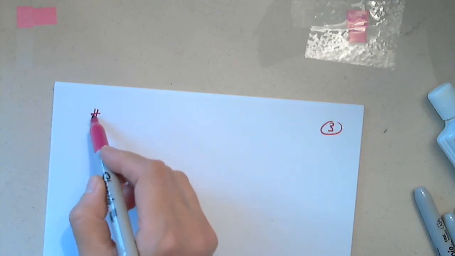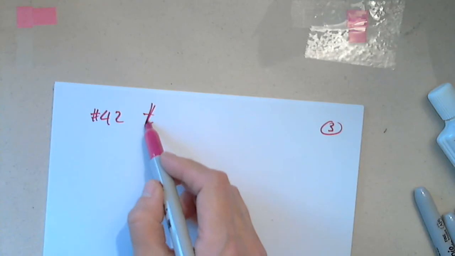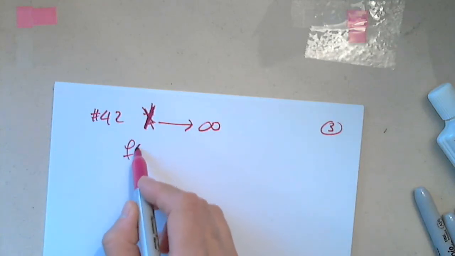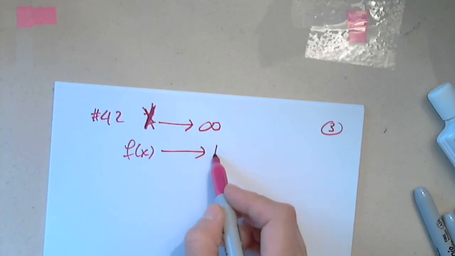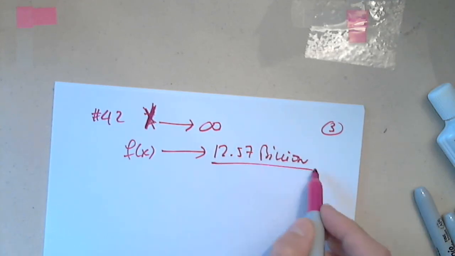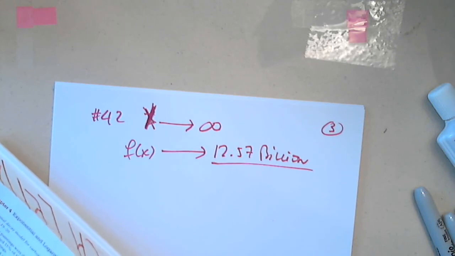So in problem 42, as t, it's not t, it's x, I'm sorry. It's the same thing. As time approaches infinity, f of x approaches 12.57 billion. I hope that's not the case. I hope the model doesn't hold. So then we can get capped at 12.57 billion. But it will not happen anytime soon.